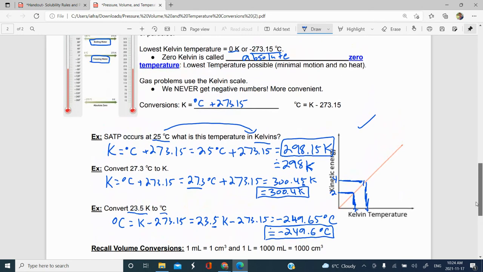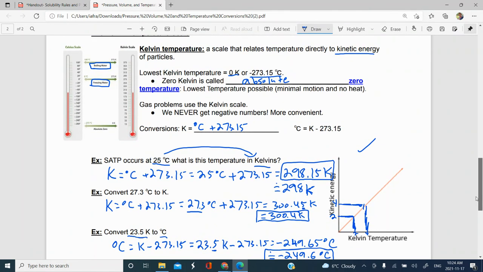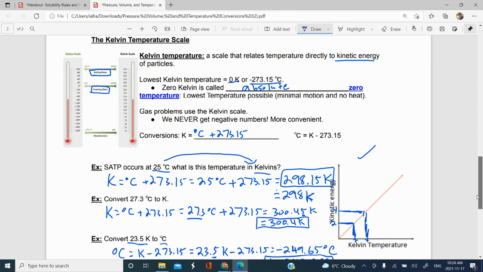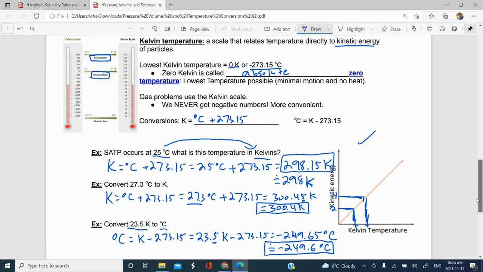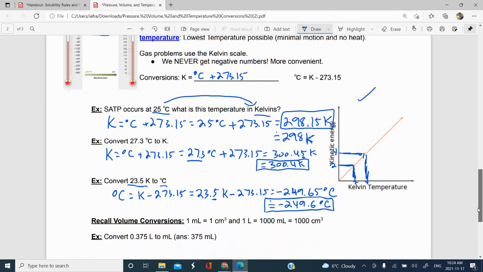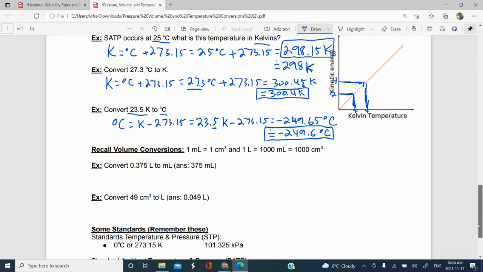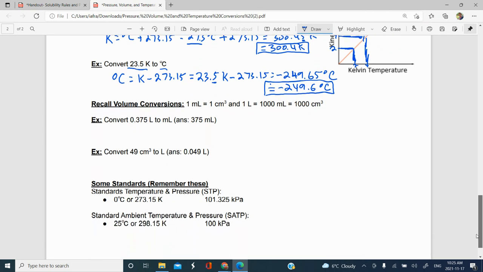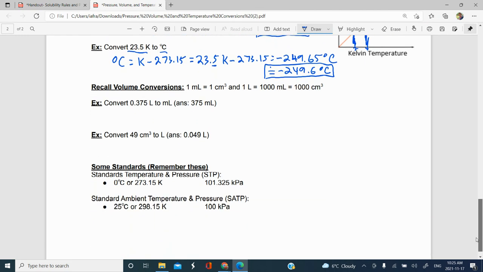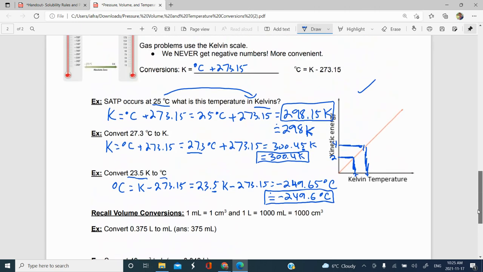We also saw why that Kelvin scale is quite convenient on a few levels, such as no negative numbers and also having a direct relationship with the kinetic energy in the particles. In the next video, we're going to take a look at volume and volume conversions quickly, and then take a look at some standard temperatures and pressures that you should remember for problems going forward.